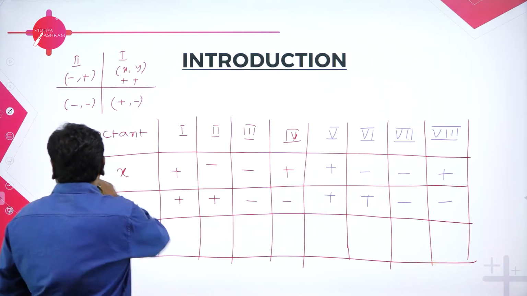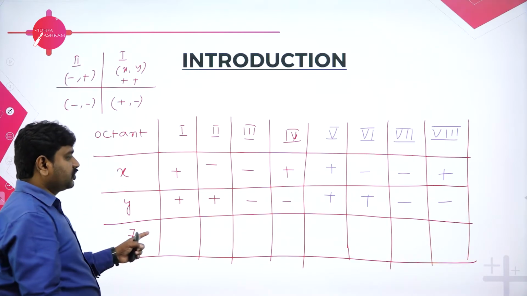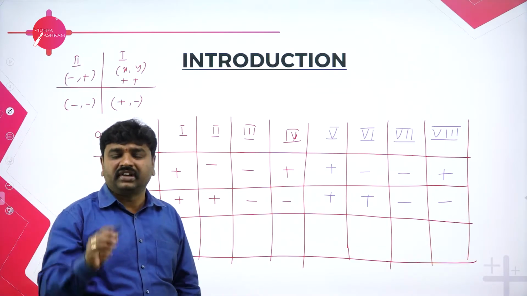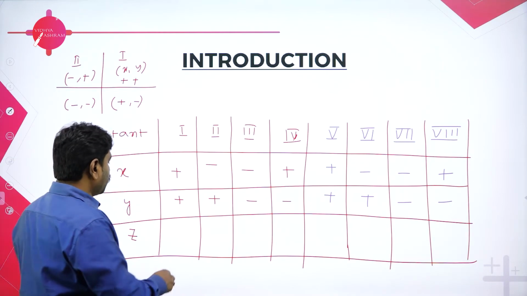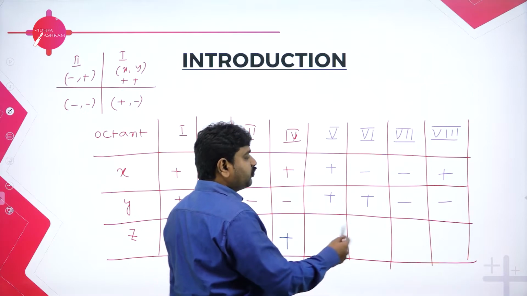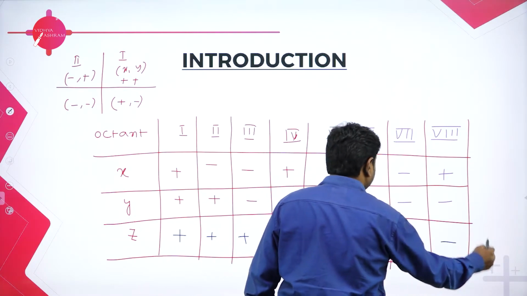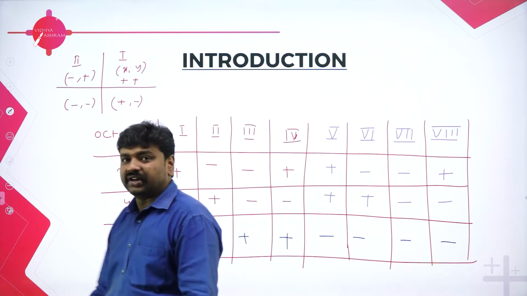Now very simple, dear students. For the first 4 octants, Z is positive: plus, plus, plus, plus. For the next 4 octants, Z is negative: minus, minus, minus, minus. That's it. Now I have generated the table.